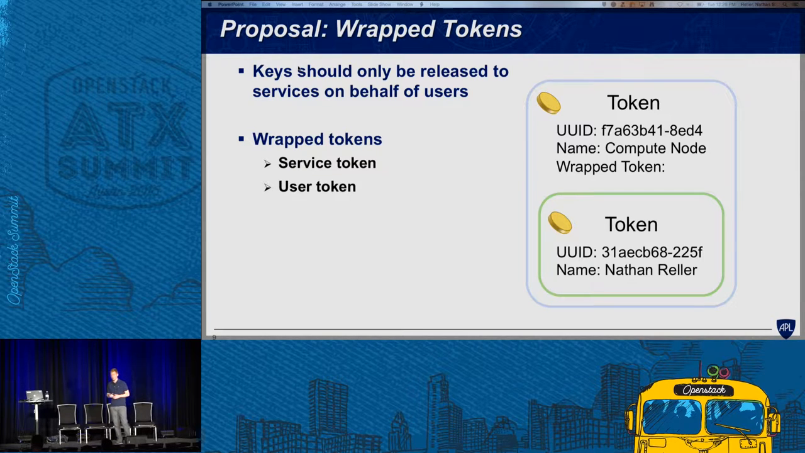Then when we make the call and the user's token goes down to the compute node, it will take my user token and talk to Keystone to get its service token, and then basically have those wrapped. So now when I present that wrapped token to Barbican, I can have evidence of both the user and the service making the request. This way, if I take over one of the other services, I not only have to have that service token, but I also have to have the user's token as well.